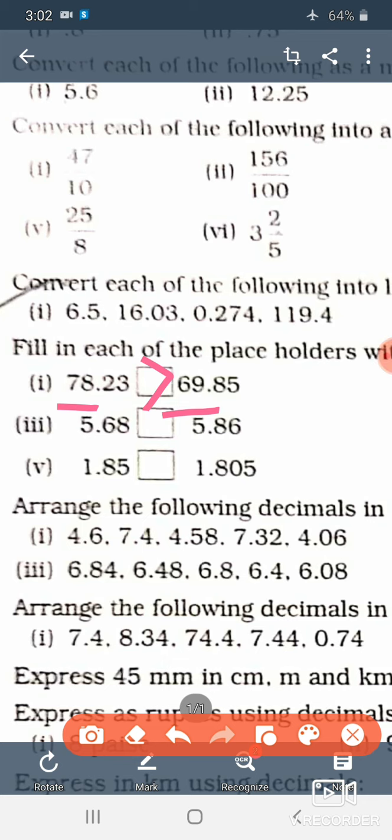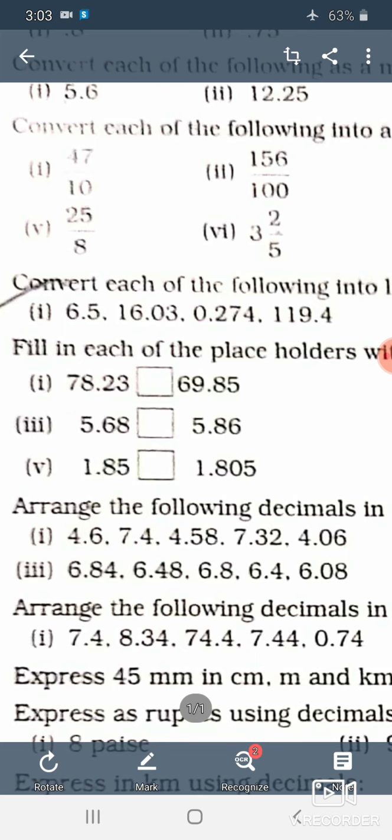Now see the question number 3. In this question both are having 5 as their integral part, so we need to move ahead and compare the decimal portions of it. While comparing the decimal portion, it is having 6 at its tenth place and it is having 8 at its tenth place. So this one is greater, so we need to put the greater sign here. Let's take one more example.